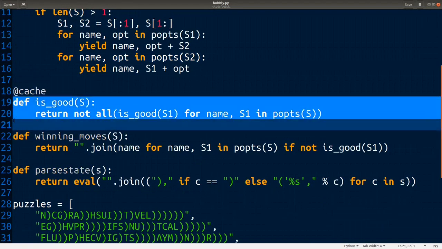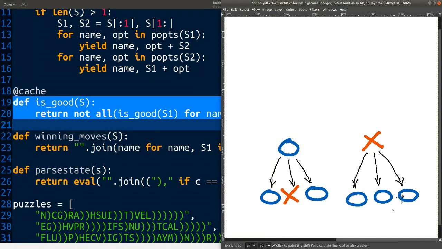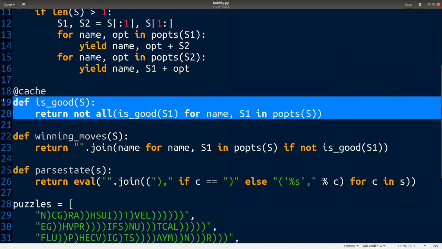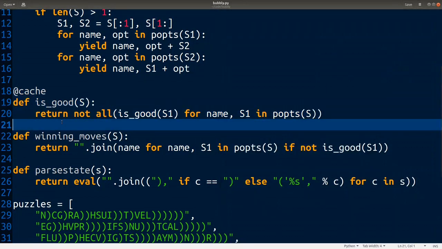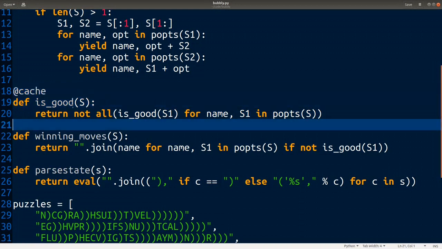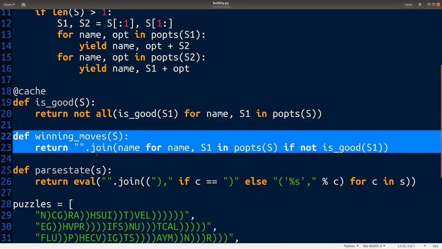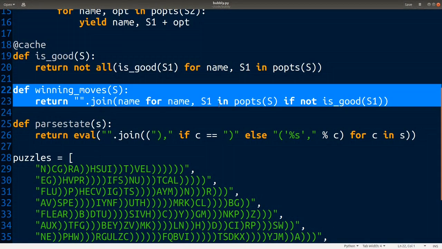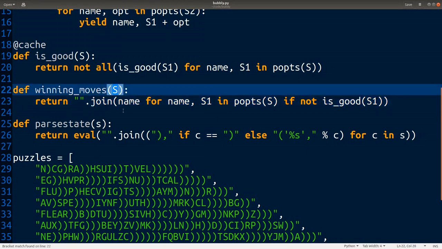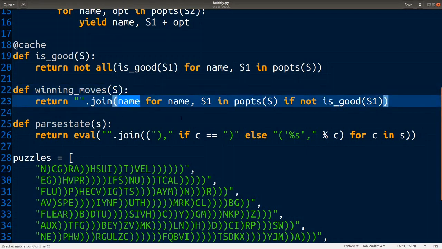So we have an isGood function, and the isGood function is implementing this rule that we had for assigning good and bad states. Basically that a state is good if at least one state among its options is bad. This is very simple, and it's the heart of the algorithm. And this function is cached so that we avoid repeating work, because this function is going to be called a lot on the same states over and over as you get down the graph. We have a winning moves function. So this looks at all the options you can get to from a starting state and gives you the name of all the winning moves.